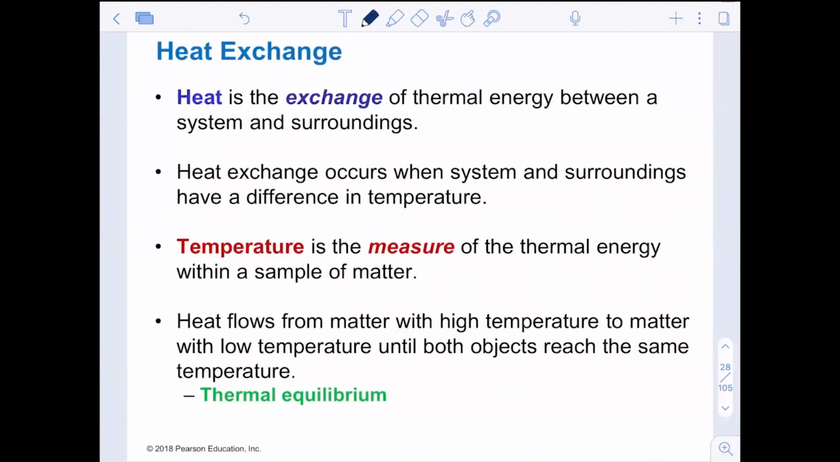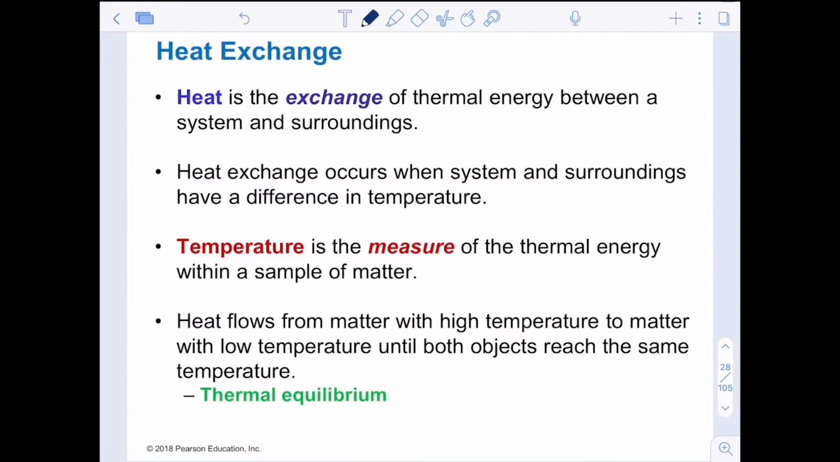Next up, let's talk about heat exchange. So we talked about work, we talked about the overall energy exchange. Now let's get into heat exchange, Q. Heat is the exchange of thermal energy between the system and surroundings. So heat exchange only occurs when we have a temperature difference, and temperature is a measure of the thermal energy within a sample of matter.